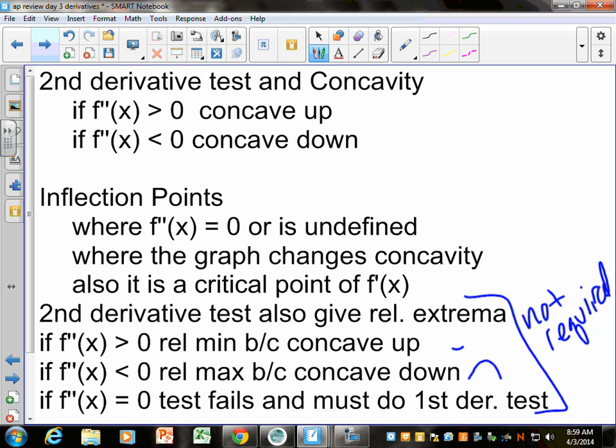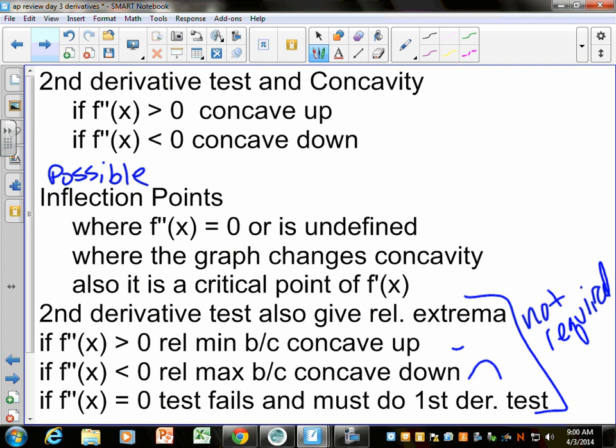And for the second derivative, know that it tests for concavity. Concave up and concave down. If it's positive, it's concave up. If it's negative, it's concave down. Remember that inflection points, we talked about this in 4th hour yesterday, these are possible inflection points because, just like critical points, just because it equals 0 doesn't mean that it's automatically an inflection point.